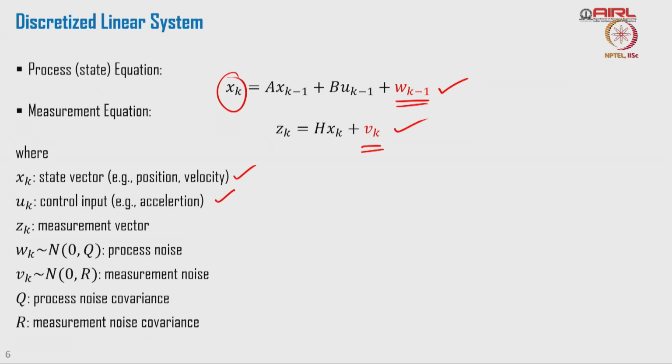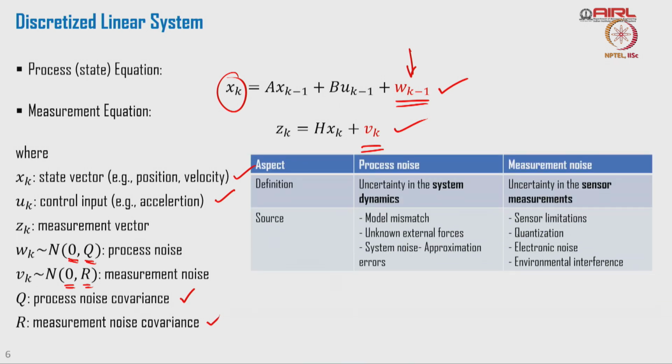Now, what is process noise? Process noise here is represented as w_k, which is a Gaussian noise with 0 mean and a covariance Q. Similarly, measurement noise or sensor noise is represented as v_k, which is another Gaussian noise with 0 mean and covariance R. So, what is Q? Q is the process noise covariance, R is the measurement noise covariance.